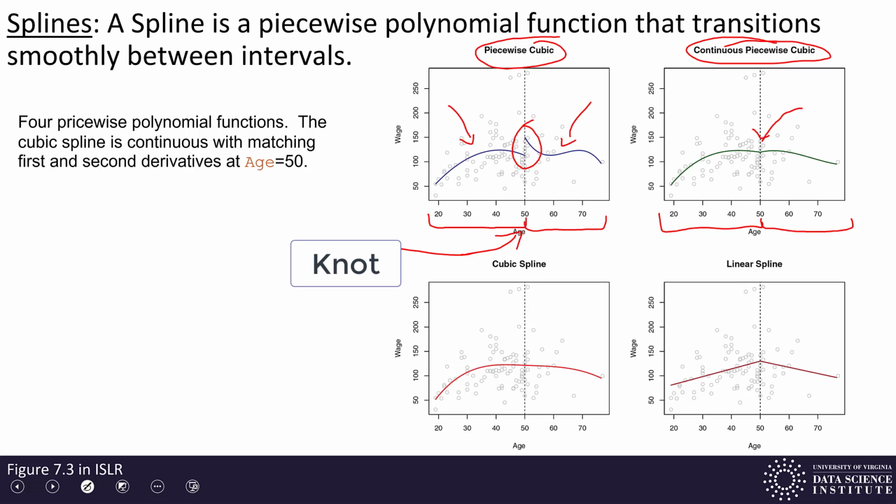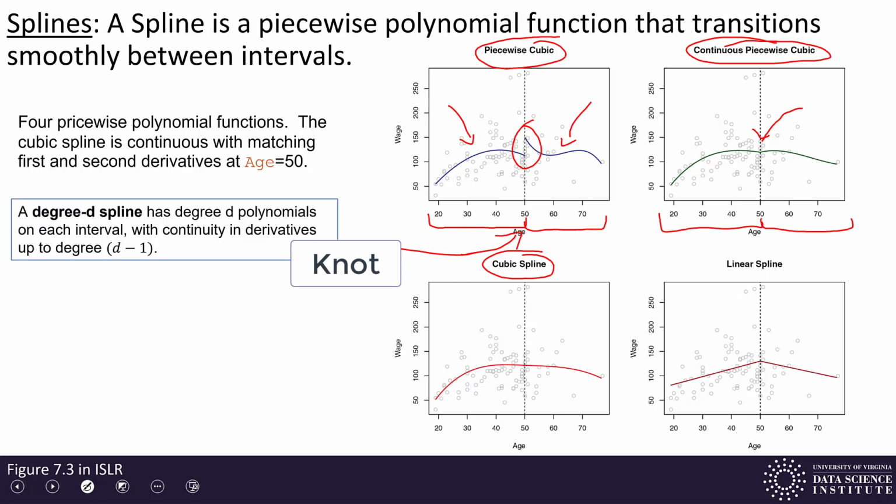Let's look at the next plot here, the cubic spline, and let's give a definition. A degree d spline has degree d polynomials on each interval with continuity in the derivatives up to d minus 1. Cubic means degree 3. So we've got a degree 3 polynomial on each side, and at the point where they meet, they have the same value, making them continuous, the same first derivative and the same second derivative. That makes them transition smoothly across that interval. So cubic splines are very nice things to work with.